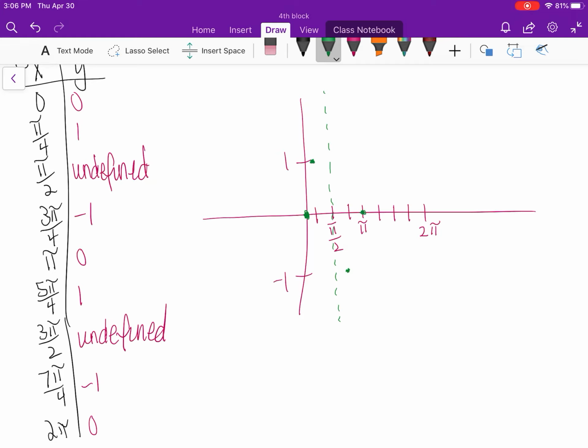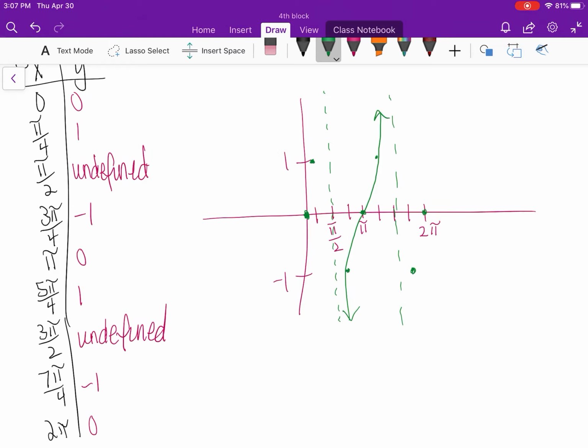And then at 3 pi over 4, I have negative 1. Pi, I have 0. 5 pi over 4, I have 1. And then undefined again. So there's another asymptote. And then negative 1 and 0. Okay. Now, it's kind of hard to see at the beginning and the end of the graph what's going on, but here in the middle, in between those two asymptotes, what happens is you have a graph that looks like this. Does that remind you of anything?